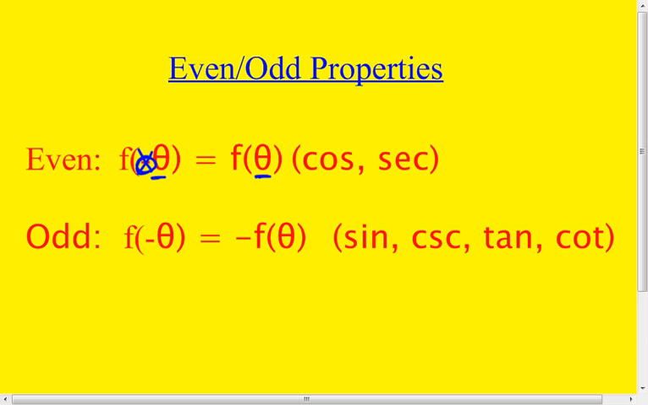Okay? For an odd function, which is the other four trig functions, sine, cosecant, tangent, and cotangent, sine at positive 30 will have the opposite answer as sine at negative 30. So what you can do is take this negative and pull it out in front, and find the positive angle and switch the sign on it, and that tells you that it's an odd function.